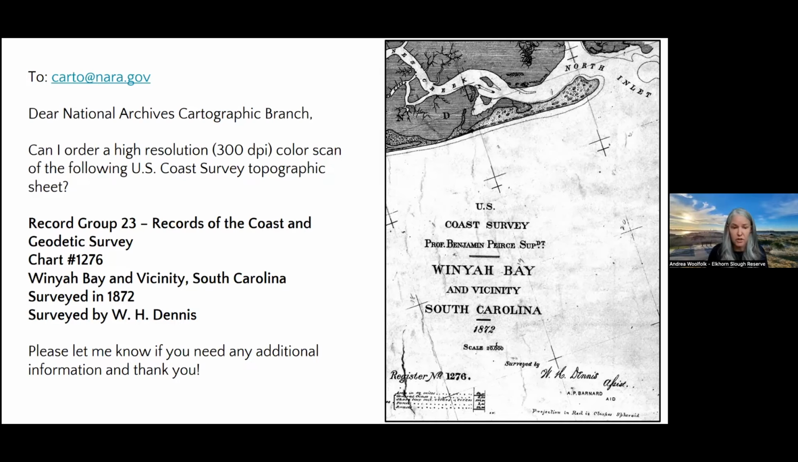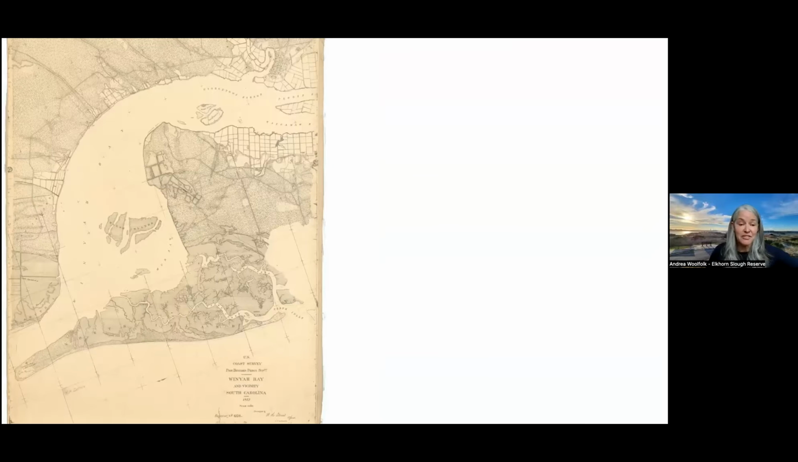Then make sure that you include your T-sheet number, which on your black and white version will be called the register number. And then also include the map name, also on your black and white version, and the year that it was surveyed. And if you can read the handwriting, I always think it's nice to include the surveyor's name, but it doesn't seem to be absolutely necessary to include that.